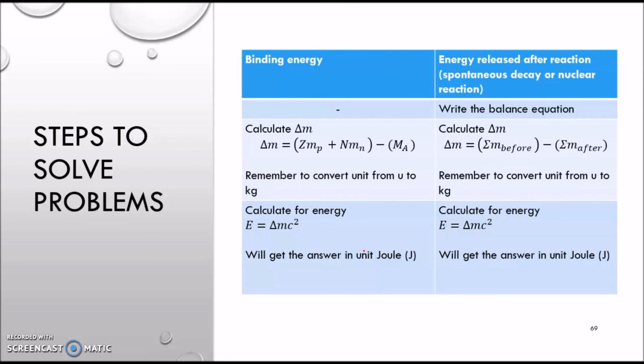Okay, if you want to find the energy release during the process, if the process involves binding energy of a nucleus, then use this equation to find the mass defect. After that, substitute into the equation E equal to delta m c square. But if the equation is related to spontaneous decay or nuclear reaction, first you need to write the balanced equation, then use this equation to find the mass defect. After that, substitute into equation E equal to delta m c square.